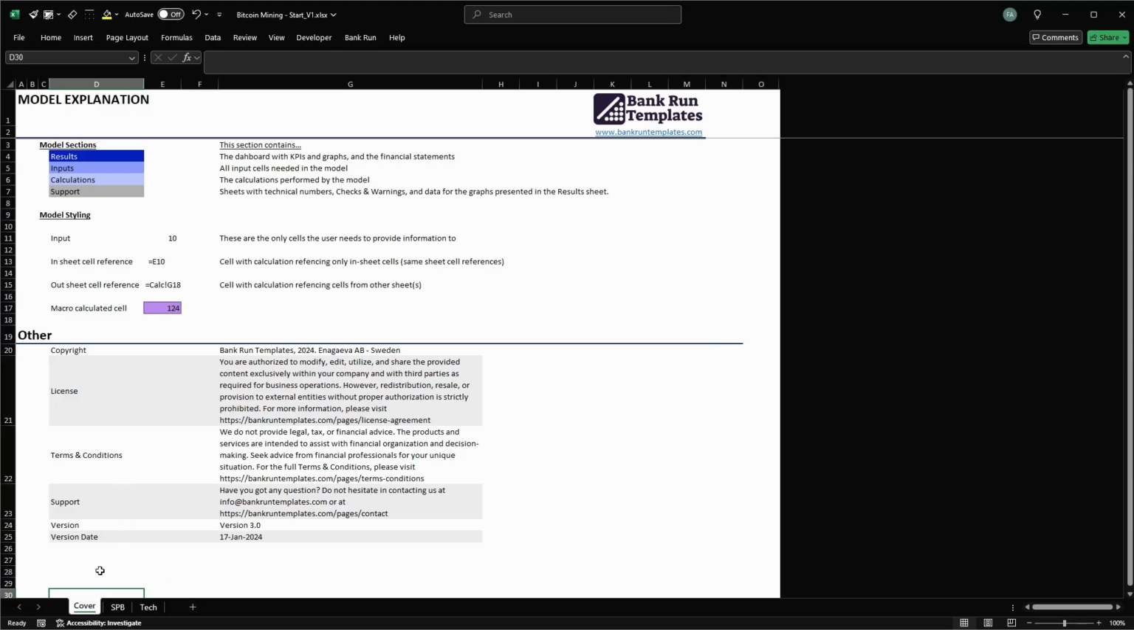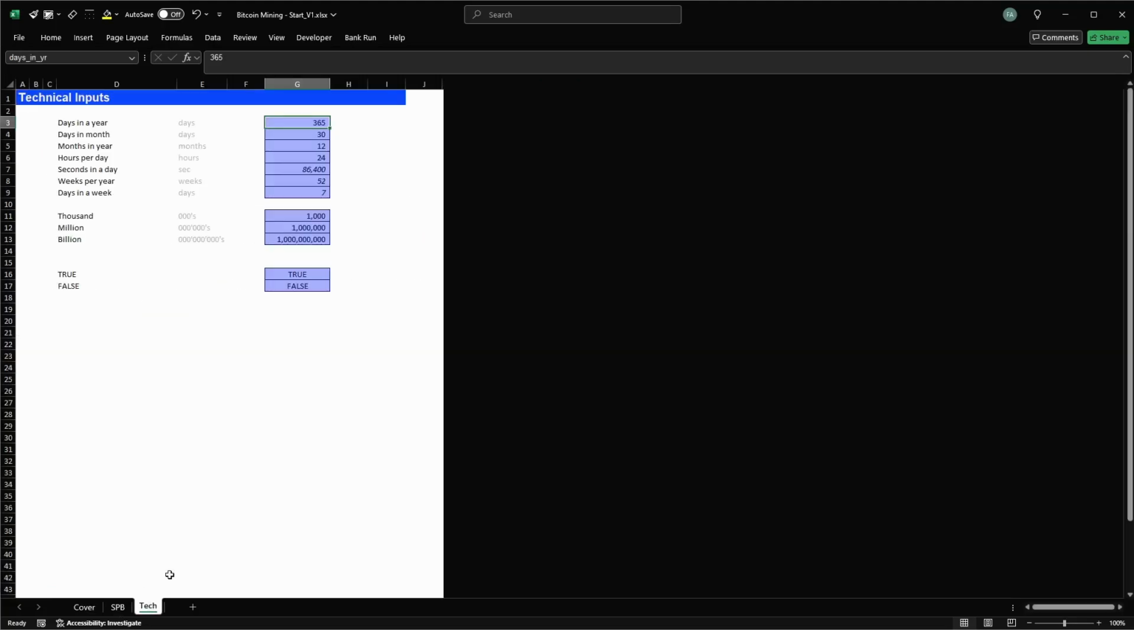The first sheet is just a cover. The last one has our technical inputs, or the constants that we're going to use throughout the financial model. These are basically days, dates, and months, in some units that we're going to be using. All of them already have a name, so I named all these cells so we get to use them in a much better way.